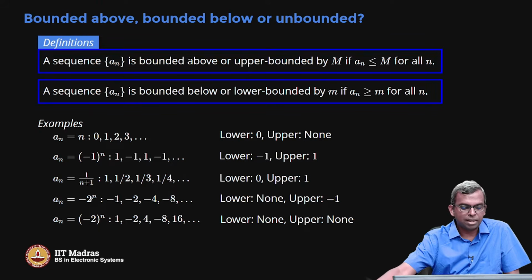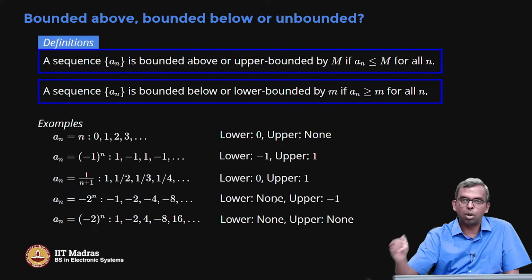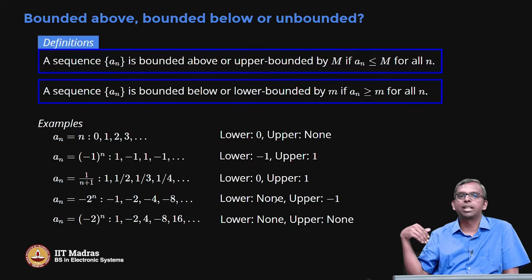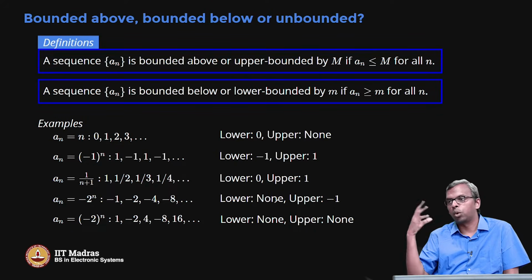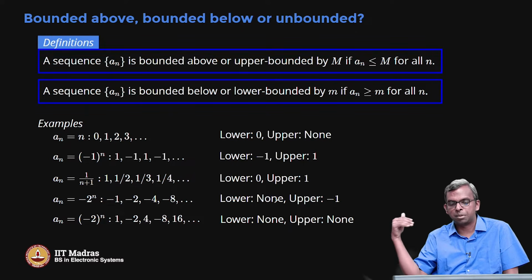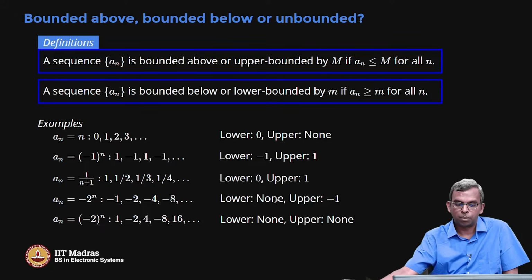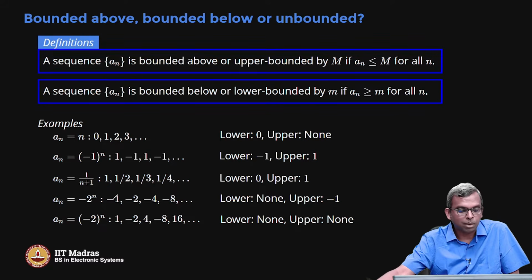Here is another one, we didn't see this sequence before, minus 2 power n. What is this? Minus 1, minus 2, minus 4, minus 8 and so on. There is no lower bound, because however low you may go, I will go below that. As n goes up, 2 power n is blowing up to 8, 16, 32, and so on, and this is minus, minus, minus. There's no lower bound, but the upper bound is minus 1.